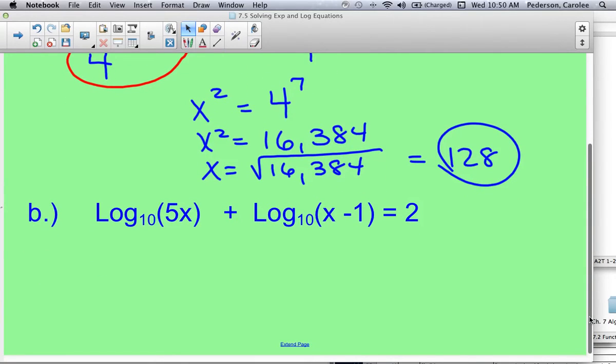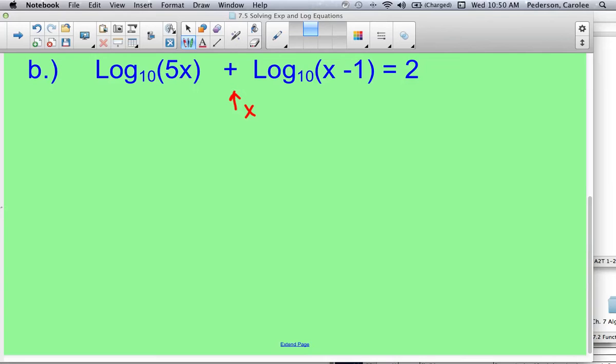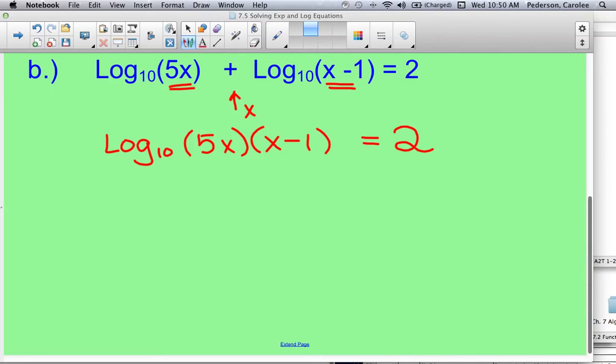The next example is a little bit more challenging because we have 2 logarithms. So we want to use our property that says if 2 logarithms are adding to each other, we can combine them with multiplication. So the first thing is we'll combine these 2 logarithms together. So they're both log base 10. So we multiply 5x times x minus 1. So 5x, x minus 1, combined into one logarithm. And then the right side is still the same, 2.